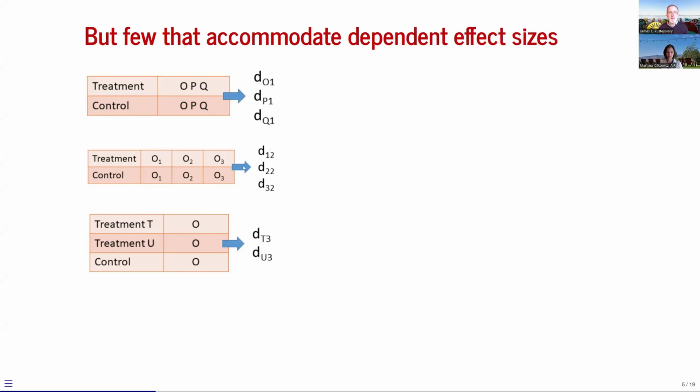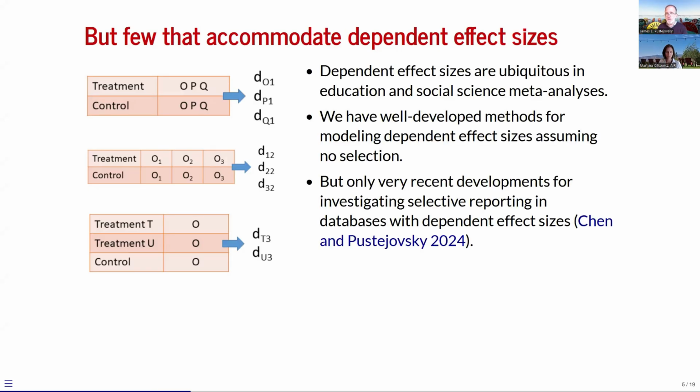Or similarly, if we've got a treatment control study that measures effects at multiple time points, we'll have effect size estimates for time 1, time 2, time 3, perhaps. Or if we have a study that includes multiple treatment groups or multiple control groups, we end up with multiple effect size estimates that are contrasting, say, treatment T versus control, treatment U versus control, and so on. These types of features are very common in meta-analyses within the social sciences, education, psychology, and related areas.